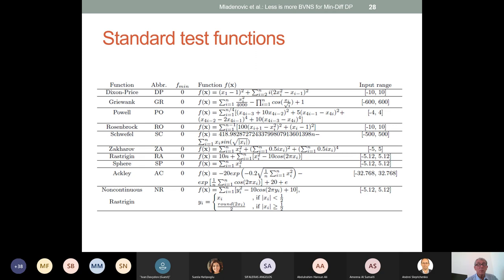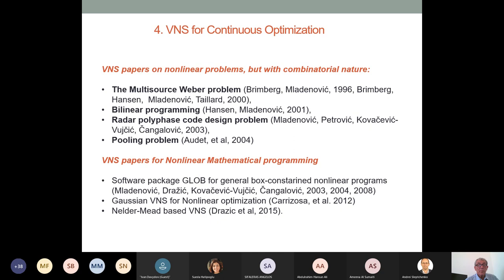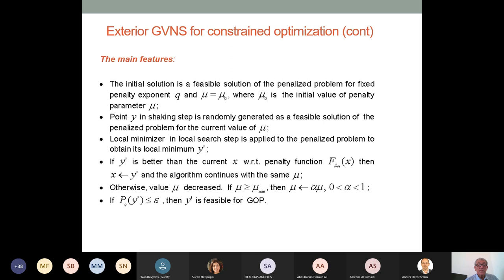Should be some pictures here. Let me just show you some pictures. Why no pictures? Ah, here they are.